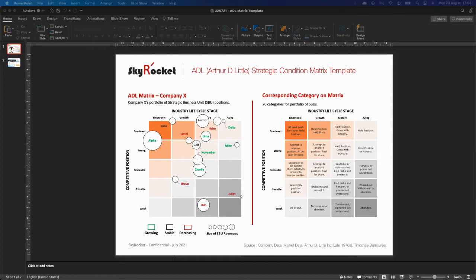Today I'm going to present a new framework template for you. It's the ADL, alias Arthur D. Little, Strategic Condition Matrix. So this framework is a framework for portfolio management. You can see it here on the right with the theory, so the original framework, and on the left, the adaptation I've done for business professional strategies to use concretely in business conditions.